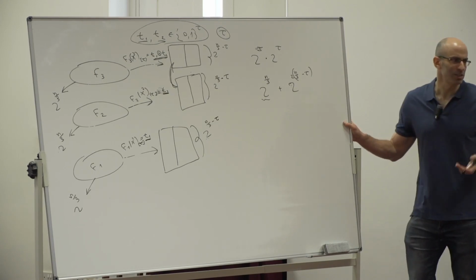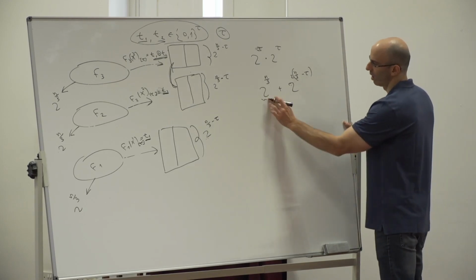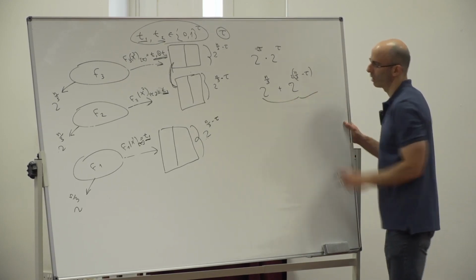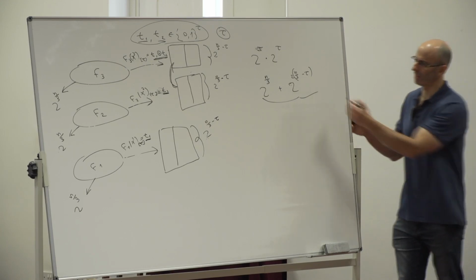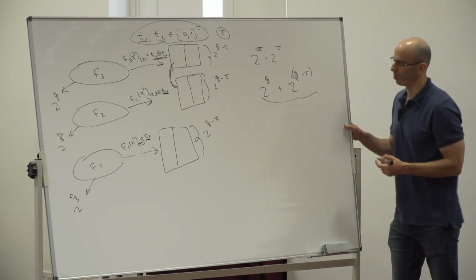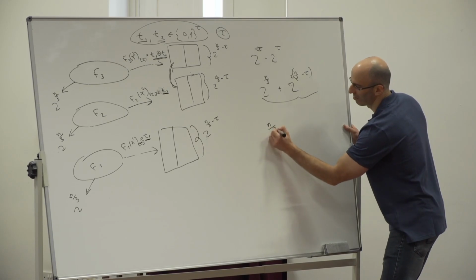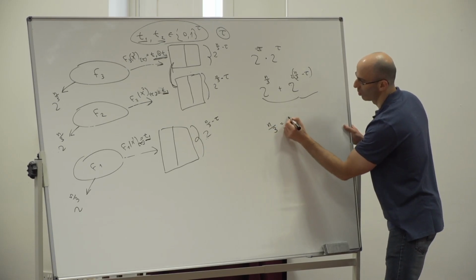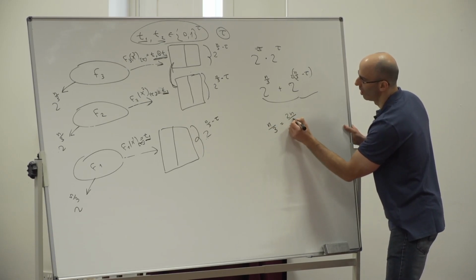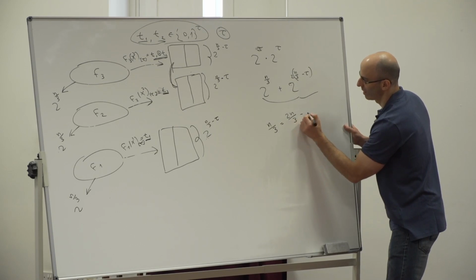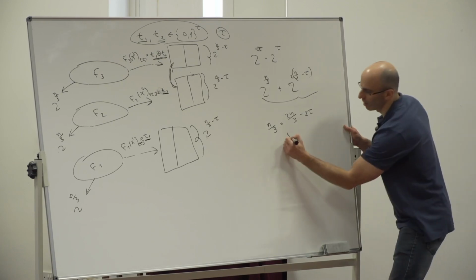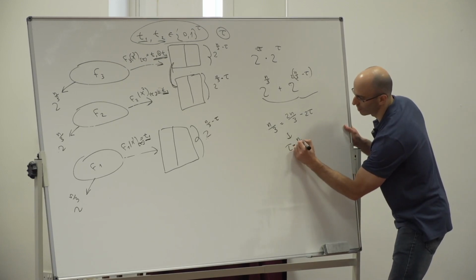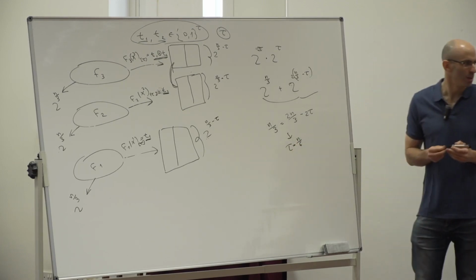Okay, now let's try to optimize over tau. Basically, we want to minimize this expression, and it's minimized when these two expressions are equal. So you have an equation: n over 3 is equal to 2n over 3 minus 2 tau. And then you get tau is equal to n over 6.